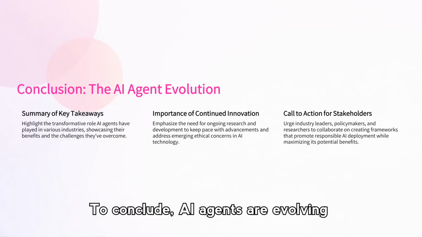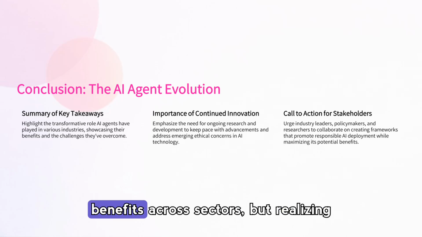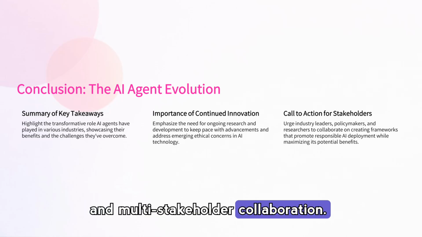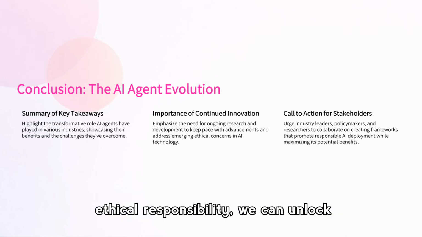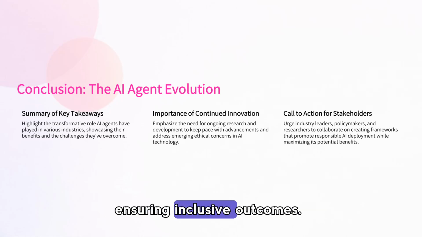To conclude, AI agents are evolving rapidly and offer transformative benefits across sectors, but realizing that potential requires ongoing innovation, thoughtful governance, and multi-stakeholder collaboration. By balancing technical progress with ethical responsibility, we can unlock value while managing risks and ensuring inclusive outcomes.